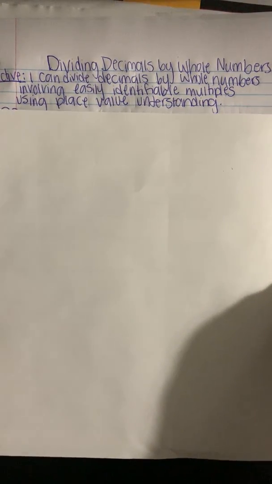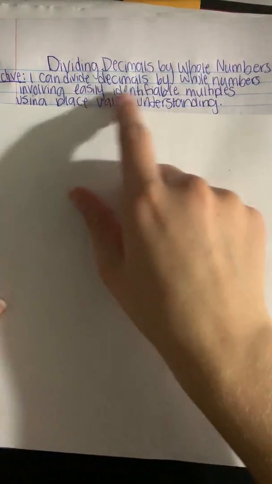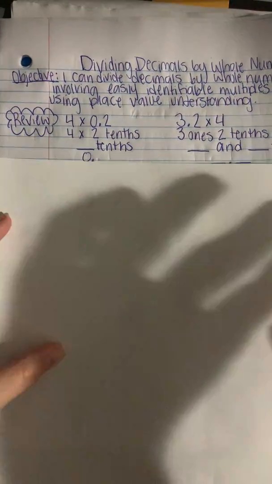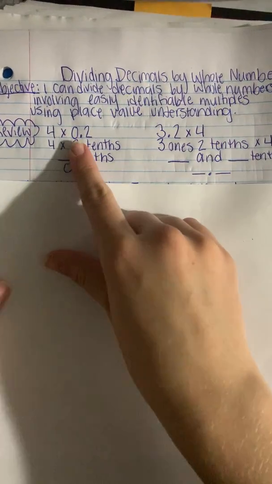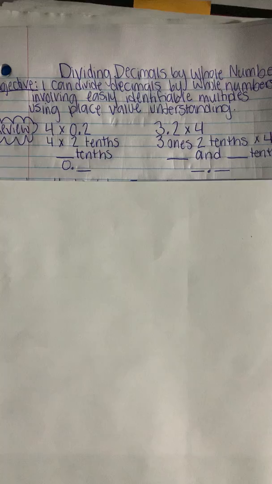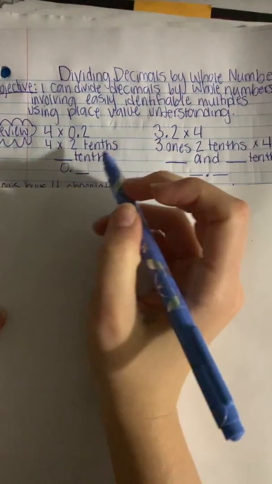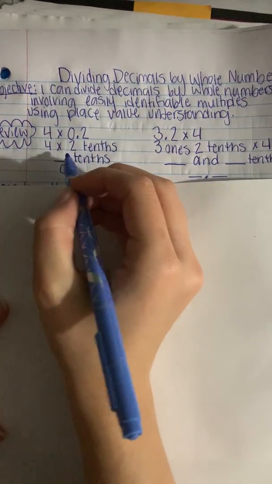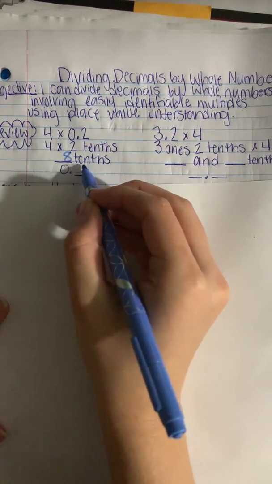Welcome to our lesson on dividing decimals by whole numbers, where we'll be using easily identifiable multiples and place value understanding. Let's begin with a review of some multiplication of decimals. On this side, we have 4 times 2/10, and I wrote it out so that we can really easily see what we're multiplying. If I have 2/10 and I show that 4 times, we'll have 8/10, and we write that 0.8.